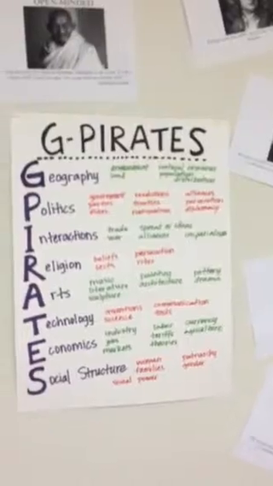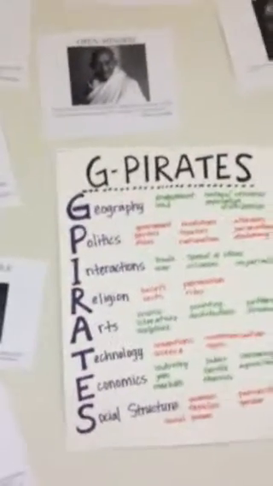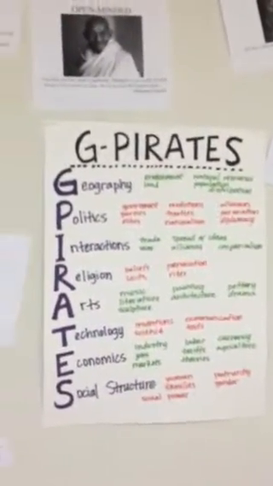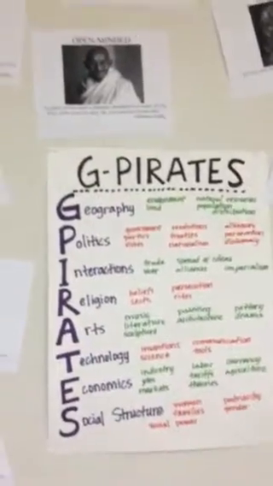These are my IB Learner profile traits. So I used the ones that Kendra sent, and then I added quotes and stuff on them. So I did that. G-Pirates, this is one of my anchor charts. This is the acronym that I use in my class to analyze different categories of societies.